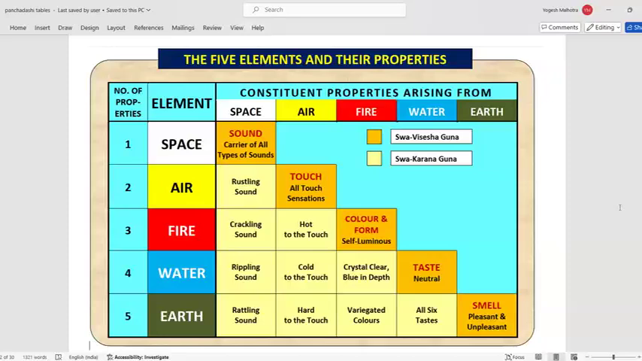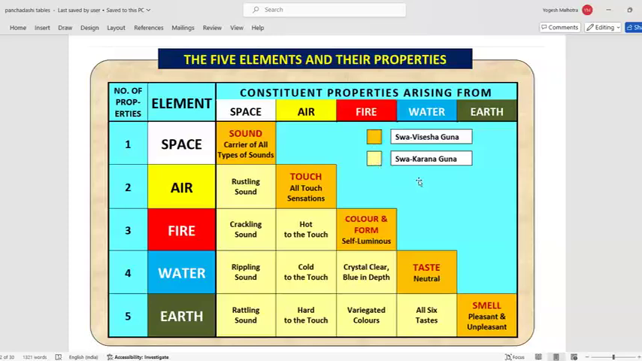So when the wind moves, we can hear a rustling sound, right? That rustling sound represents the sound because it has come from Akash. So it will have the guna of Akash and its own extra guna, which comes when it becomes grosser. If you look here in the chart, we have Swa Vishesh guna and Swa Karan guna. The dark yellow is the Vishesh guna and the light yellow is the Karan guna.